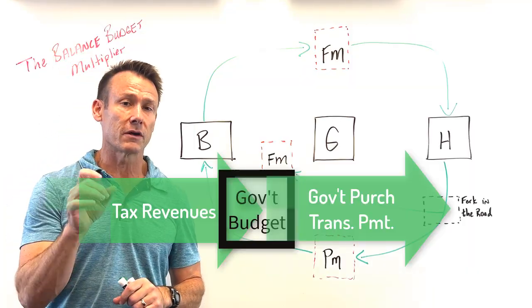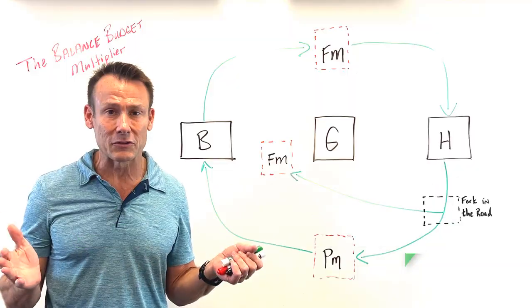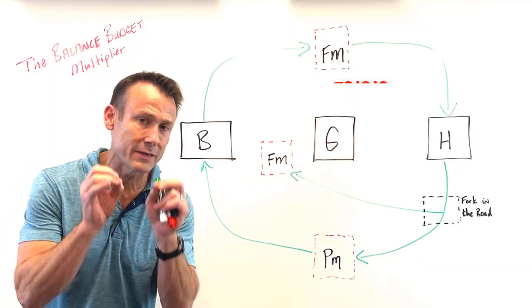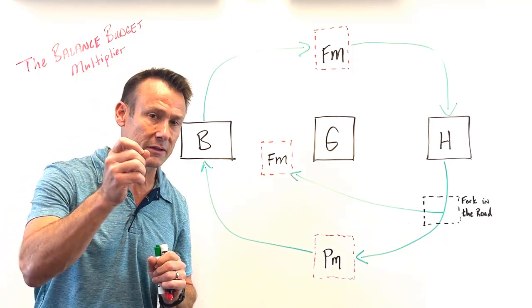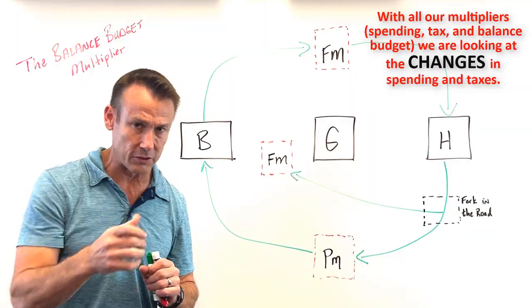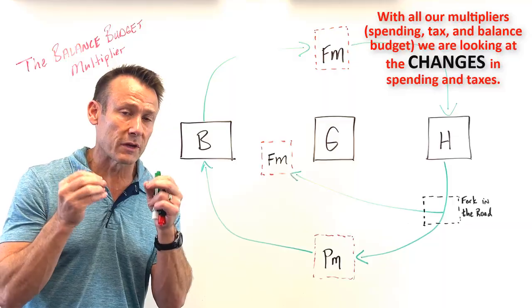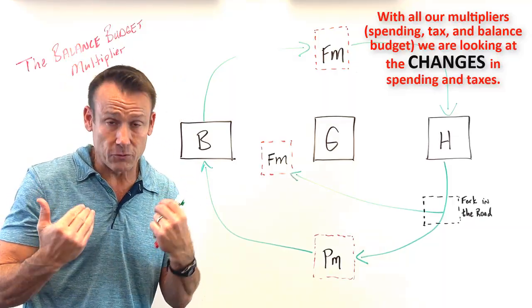Now, what's interesting about the balanced budget multiplier is it actually doesn't matter whether or not the government's running a balanced budget or not. The balanced budget multiplier is actually not about the current state of the government's budget. It's about the changes the government is making to their budget, okay? So the balanced budget multiplier comes into play, again, when the government is making changes to their budget, what we would call doing fiscal policy, okay?